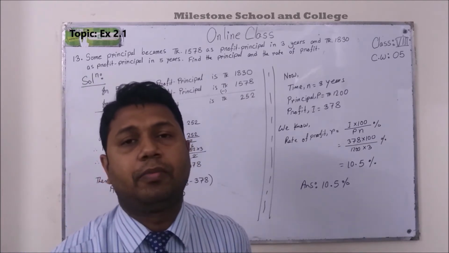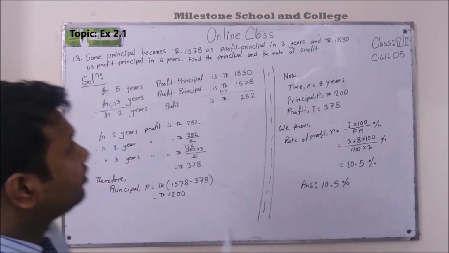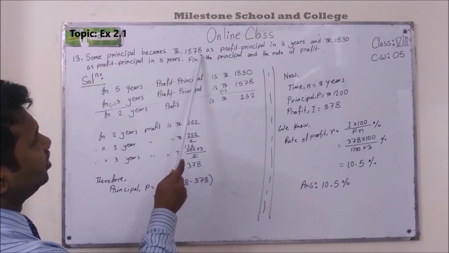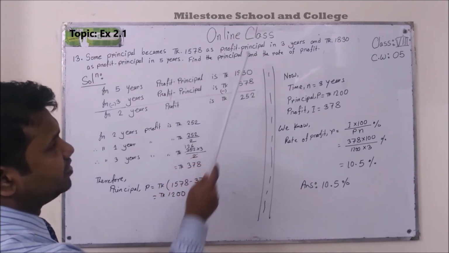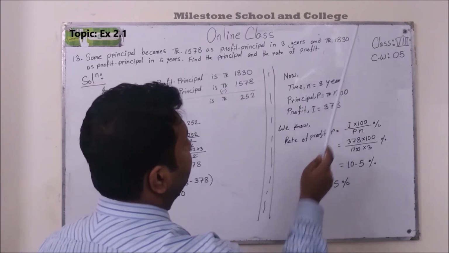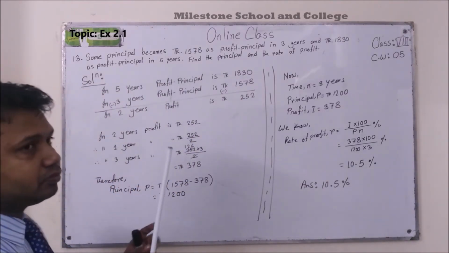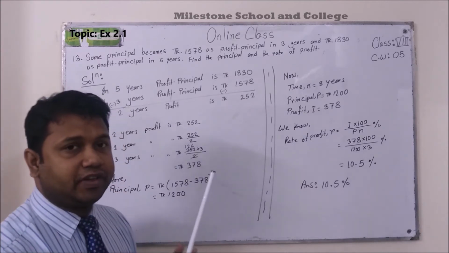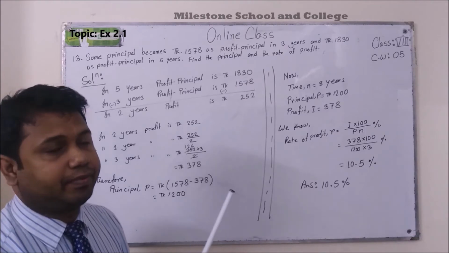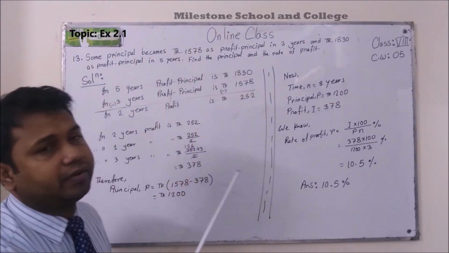it's a very important question and a very common question for your JSC examination. So look at the question again. Some principal becomes taka 1578 as profit plus principal in 3 years and taka 1830 as profit plus principal in 5 years. So two times are given, different times. One is the 3 years profit plus principal and the other is the 5 years profit plus principal. From that you have to find out the principal and the rate of profit.